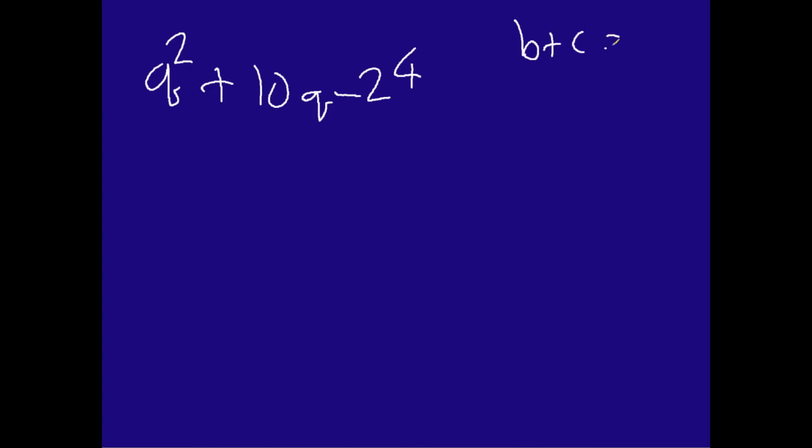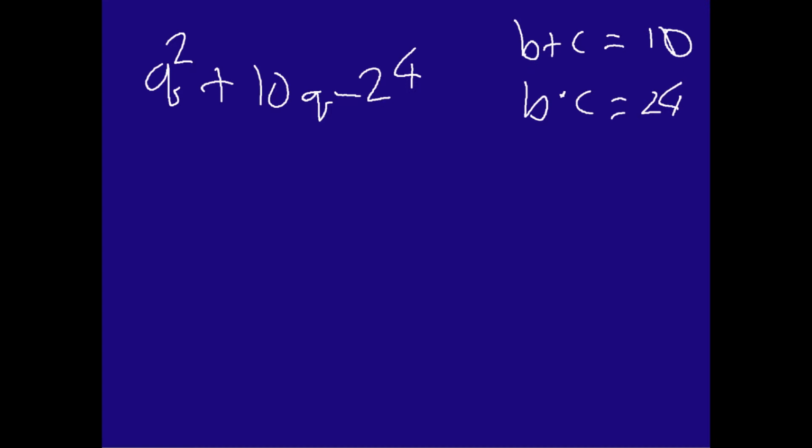Let's do a second one. This one's a little bit trickier, but not that bad. So we've got q squared plus 10q, and then we have minus 24 this time. So remember what it is. Whatever we get when we try to find the two numbers for our parentheses, b plus c is going to be equal to 10, and then b times c is going to equal negative 24.